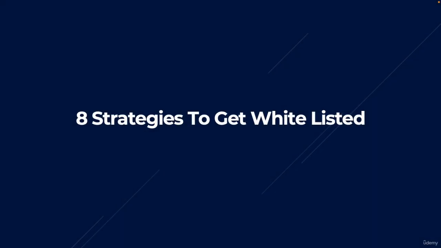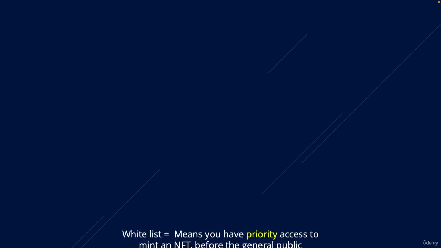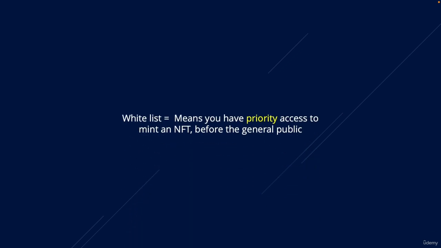In this video, I'm going to show you how you can get whitelisted on some of the most hyped projects out there. And in case you haven't already read the glossary at the start of the course, a whitelist basically means you have priority access to mint an NFT before the general public. The pre-sale window typically lasts about 24 hours, and you have that entire time to mint your allotted NFTs.